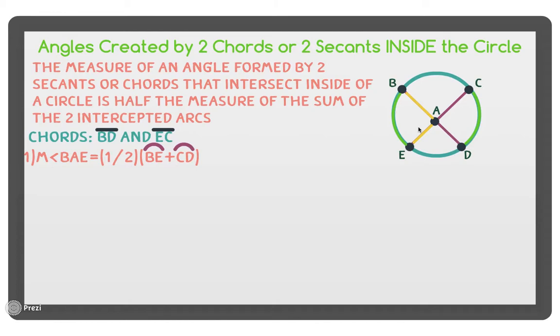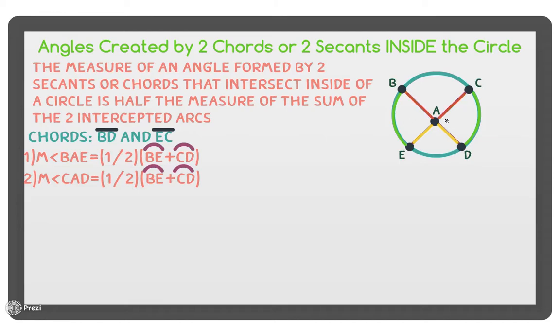Similarly, with the other angle to the right this time, if I look at angle CAD, the 2 intercepted arcs I'm going to be looking at are the arcs that are to the left and to the right of it. So again, if I add up the 2 intercepted arcs and divide by 2, I will get angle CAD. So that applies to either of these 2 angles right here.